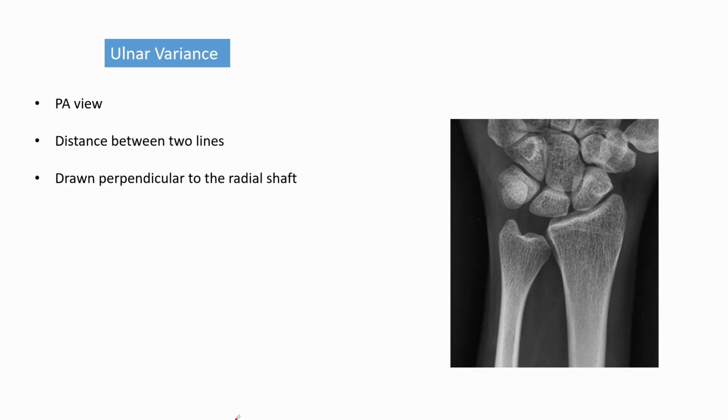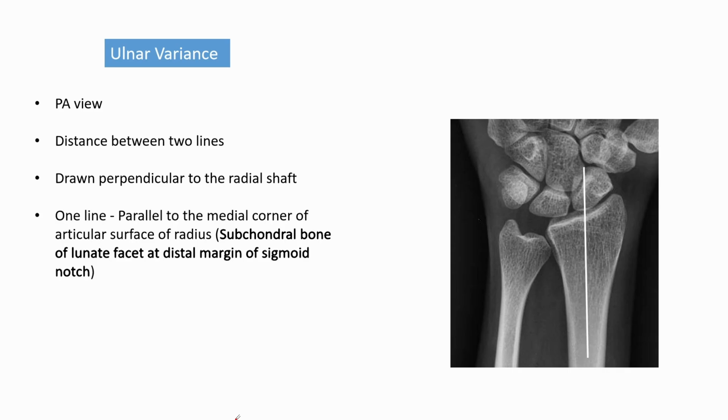Coming to the third criteria, which is the ulnar variance. It is also seen in the posterior-anterior view, and it is the distance between two lines which are drawn perpendicular to the radial shaft. The first line is drawn parallel to the medial corner of the articular surface of the radius. So you draw a perpendicular to this line from the medial corner of the articular surface of the radius, which has also been described as the subchondral bone of the lunate facet. So this is the lunate facet.